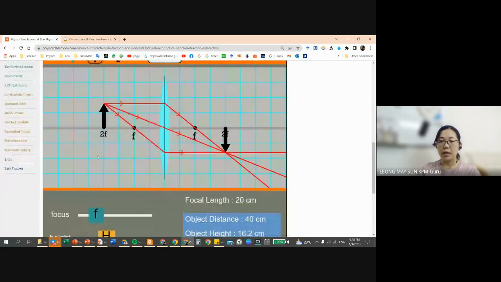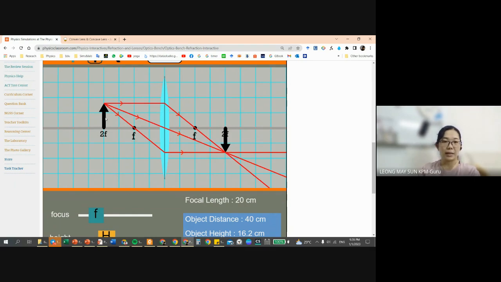All right, when the object is located at 2F, the image will also be located at 2F. Okay, so the distance is going to be the same as well. So that's a special characteristic that you have to remember.